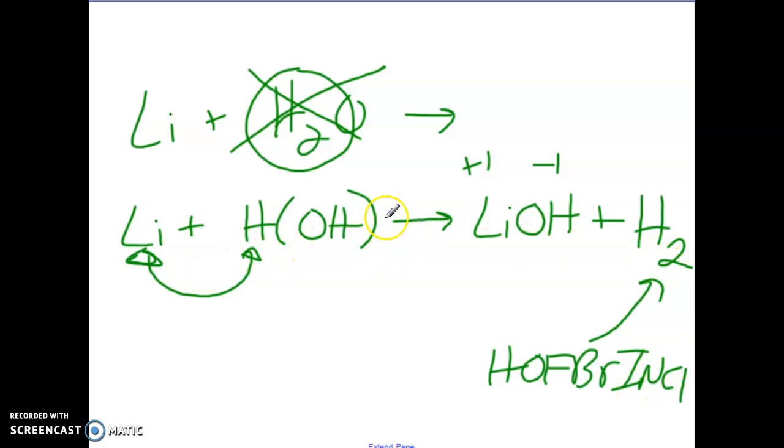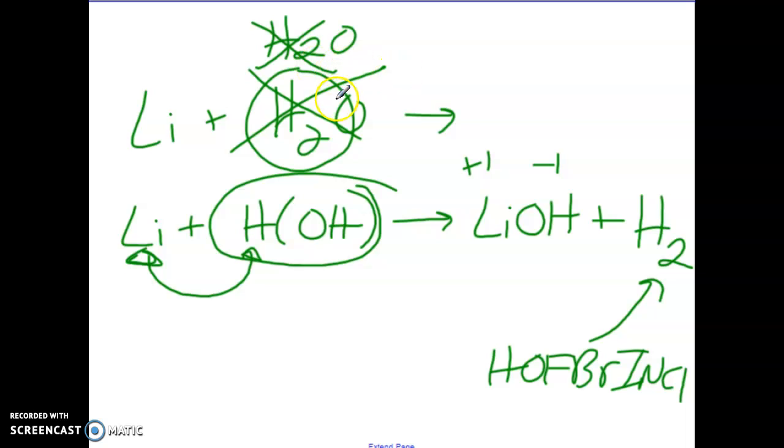So when you have water that is part of these displacement reactions, it displaces into H and OH, not H and O. That's a very common mistake. Please remember, try writing water as HOH to remind you of that.